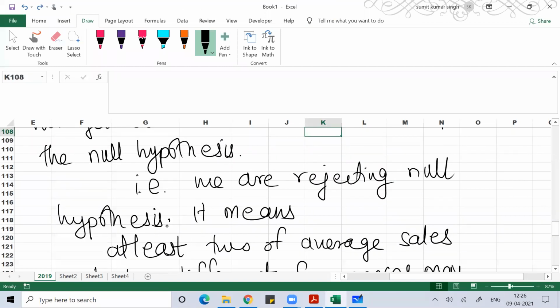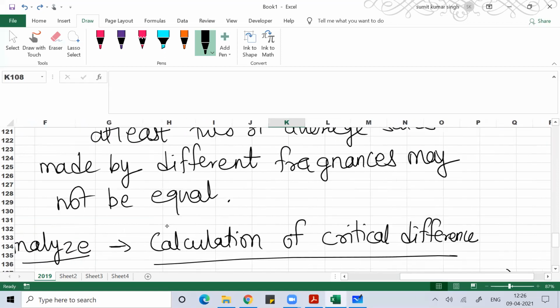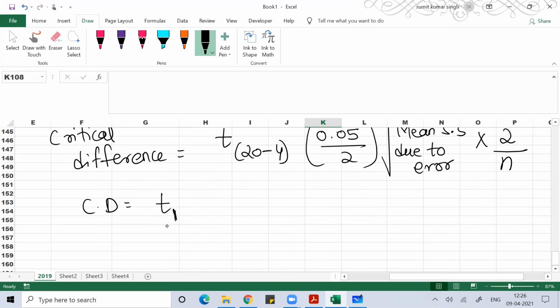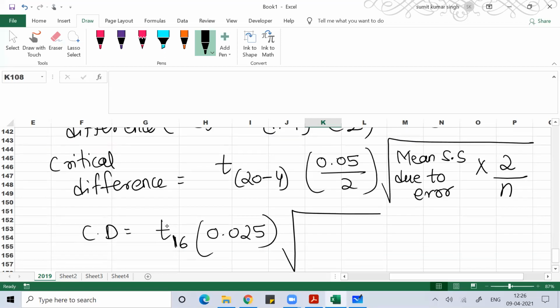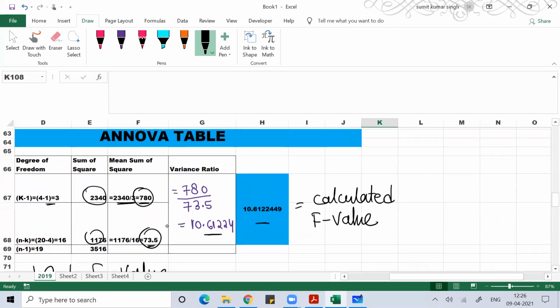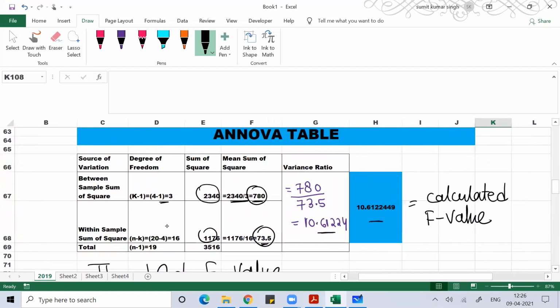So your critical difference, this is your T. This is t with 16 degrees of freedom at 0.025, correct? And what is your mean sum square due to error? This is the error, within sample sum square. The other name of within sample sum square is error only. I told you in the past.